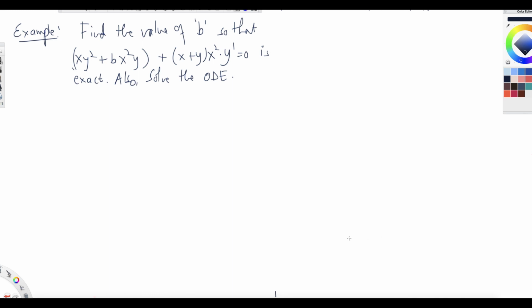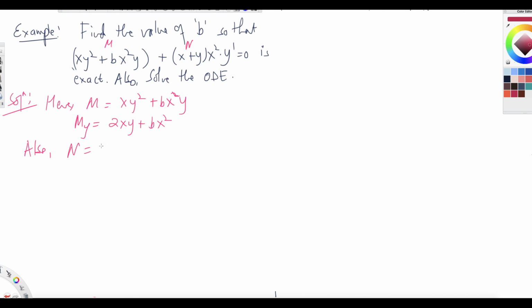Okay, guys. So what is m here? Let me write down the solution. To be exact, we need m sub y equals n sub x, right? You need to have that. So here m equals xy squared plus bx squared y. This is m. And what is m sub y? It is 2xy plus bx squared, right? And also, what is n? n is x cubed plus yx squared.